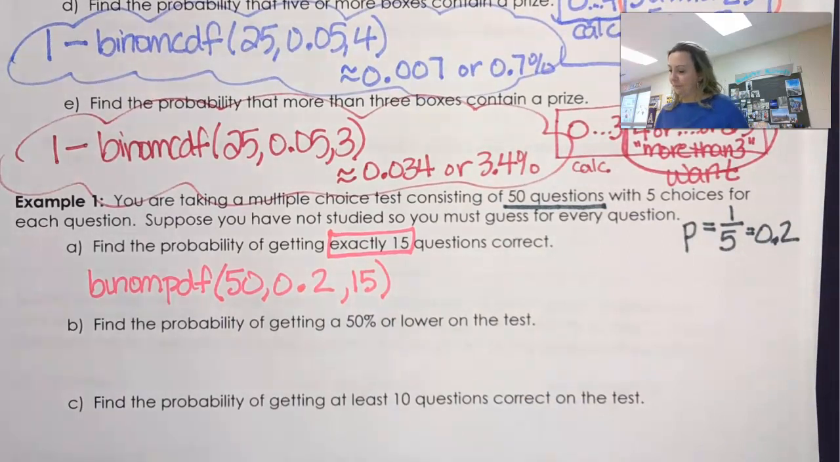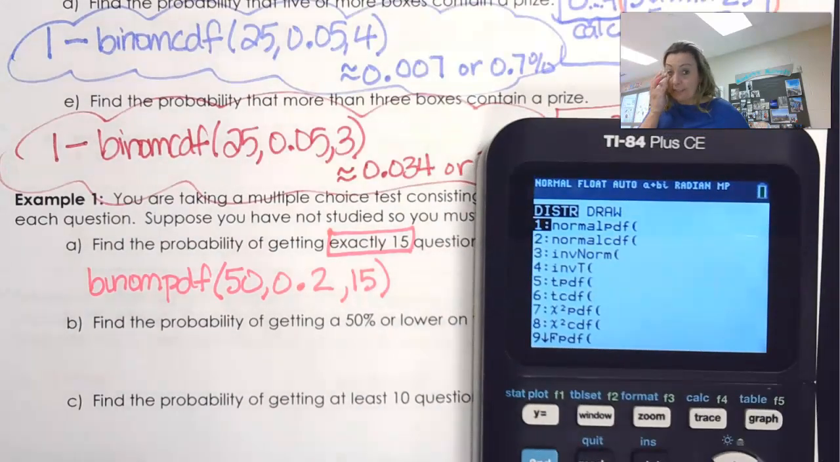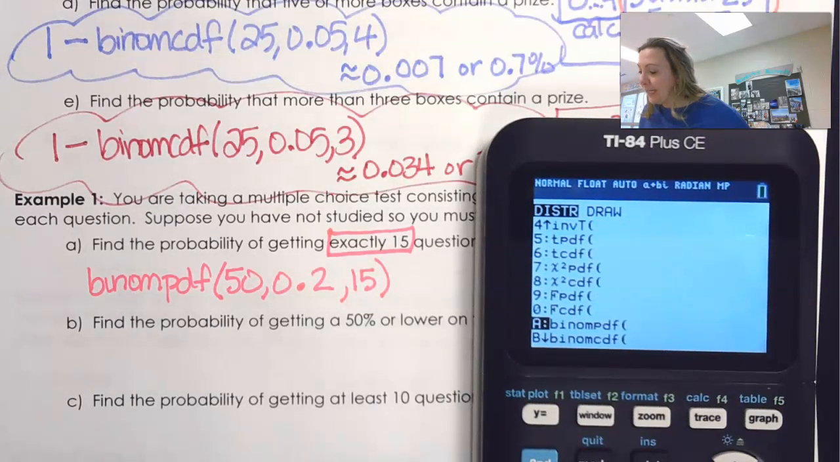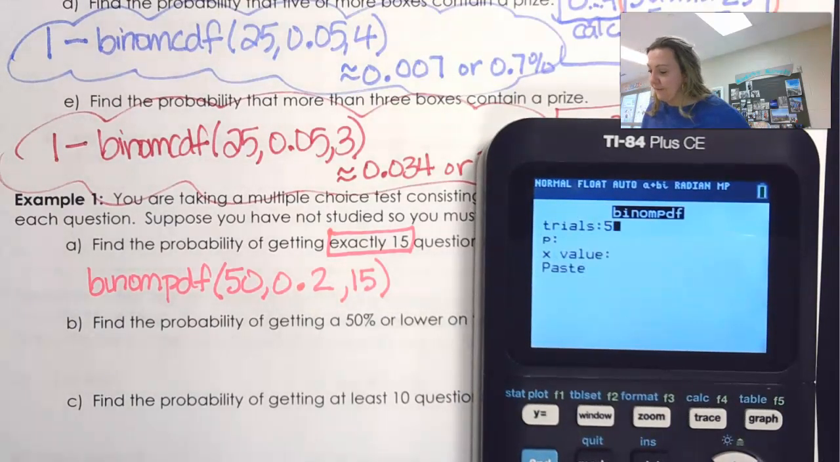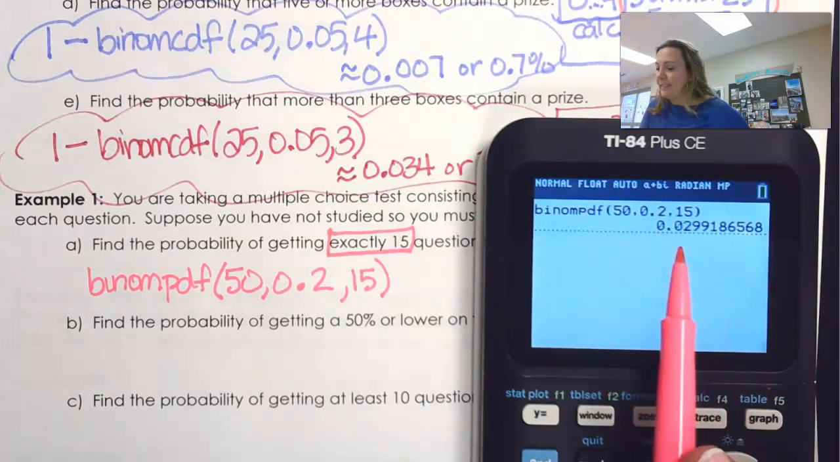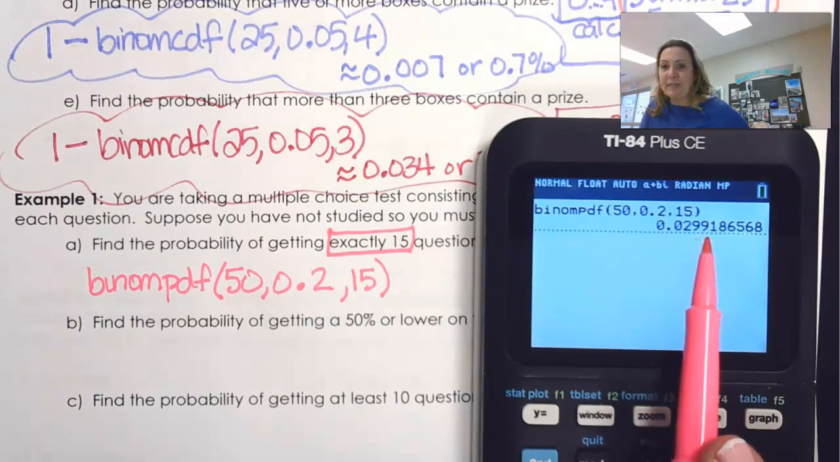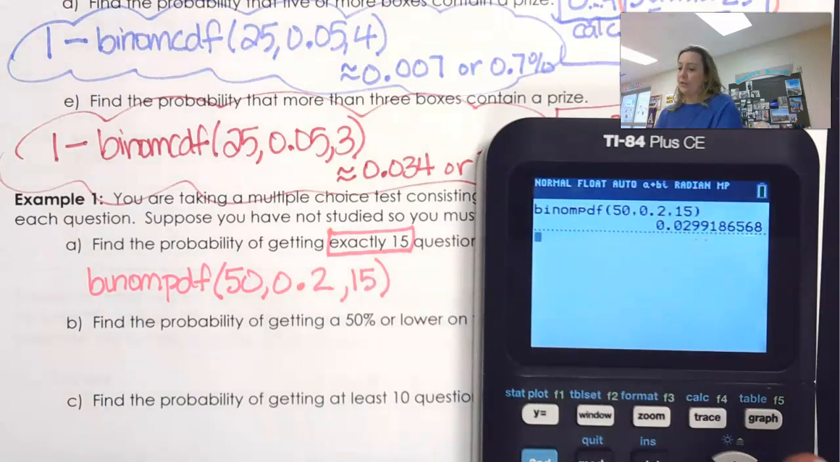So if I then try to enter that into the calculator, I go to second vars, down to binomial PDF, and I have 50 trials, a probability of 20%, which is 0.2, and an X value of 15. Again, let's talk about what this is. It's 0.0299. This 9 tells me to bump this 29 up to a 30.